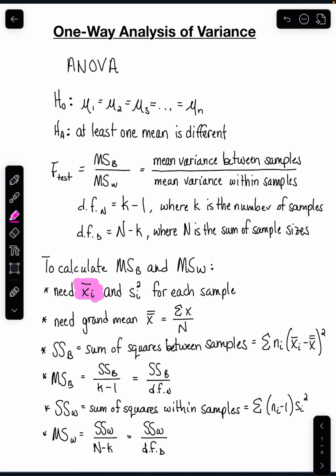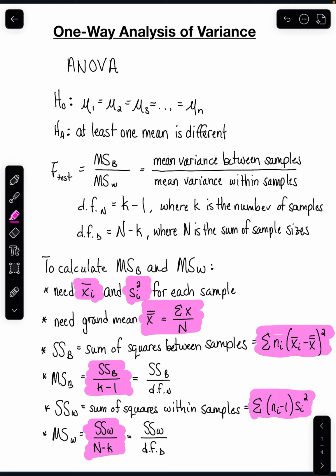So we're going to need to calculate the mean and variance for each sample. We're going to need the grand mean of the entire data set. We're going to need to calculate the deviation of each sample mean from the grand mean, square it and multiply it by its sample size, and then divide that sum by k minus 1. We're also going to have to take each sample's variance and multiply it by 1 less than that sample size. Add those together and then divide by big N minus k.